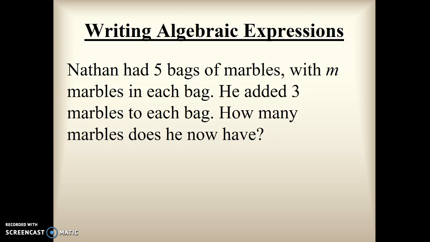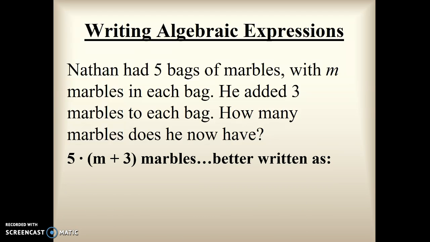We talked about how to write that as an algebraic expression, and we talked about how Nathan had m marbles in each bag, and he then added 3 marbles to each bag. How many marbles does he now have? We could write it like 5 times (m plus 3), where m plus 3 is the number of marbles in the bag. There are 5 bags. But we don't really want to write it like that. That's a little bit cumbersome. So we just put the 5 right next to the parentheses, and we say 5 times (m plus 3). That means that we are multiplying m times 5, and we are multiplying 3 times 5.